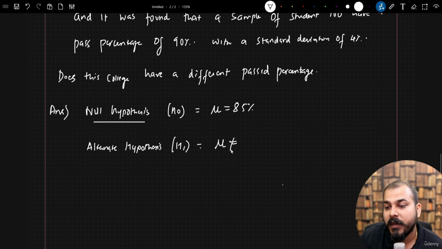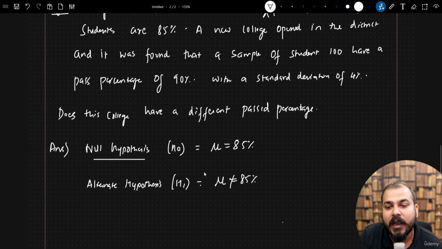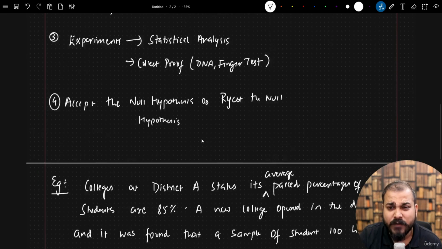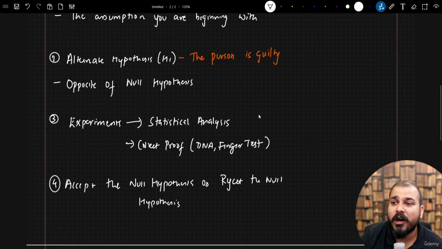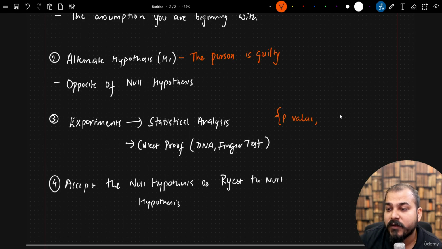That basically means the mean is not equal to 85. It can be less than 85, or it can be greater than 85. If the question was, does this college have a pass percentage greater than 85, I could have written mu is greater than 85. But this is not equal to 85. So this is how you can talk about the null hypothesis and alternate hypothesis. Going forward, we'll talk about the experiments, because there I also need to discuss two different values: one is the p value and one is the significance value. I will do that in my next video.